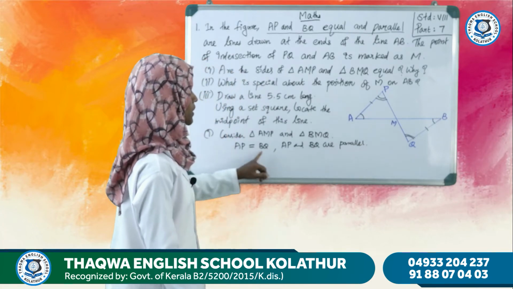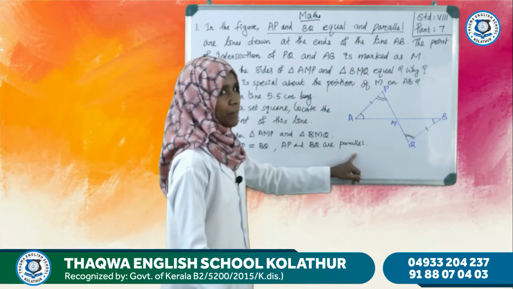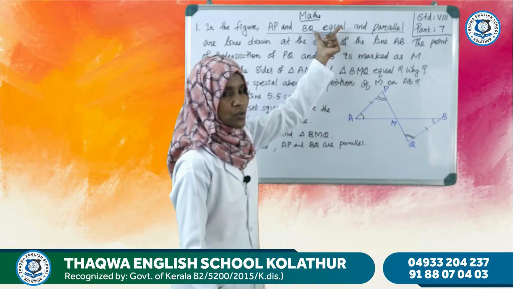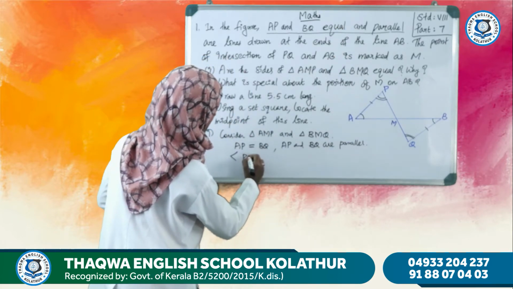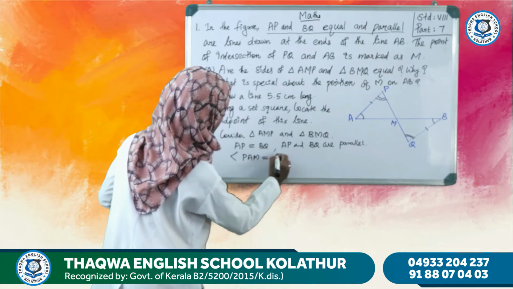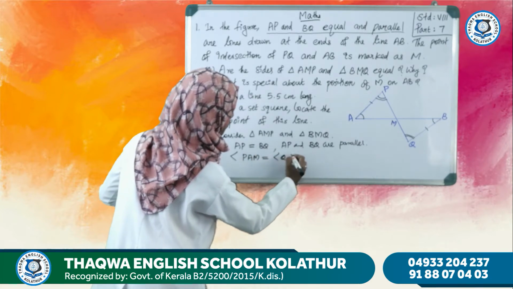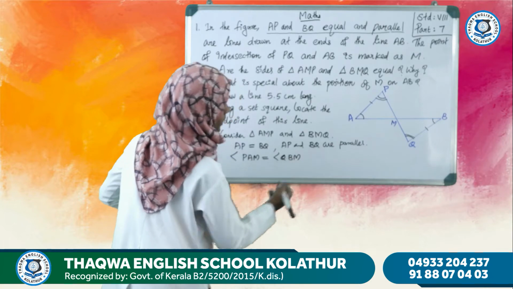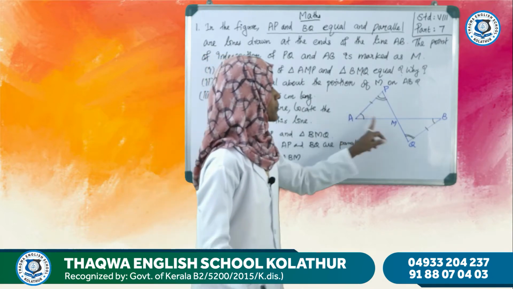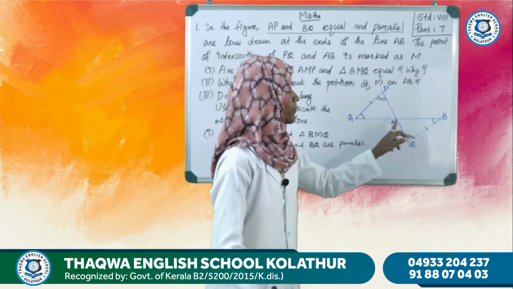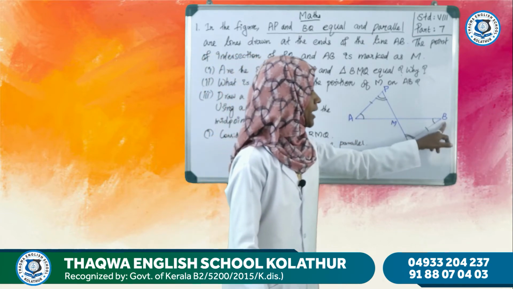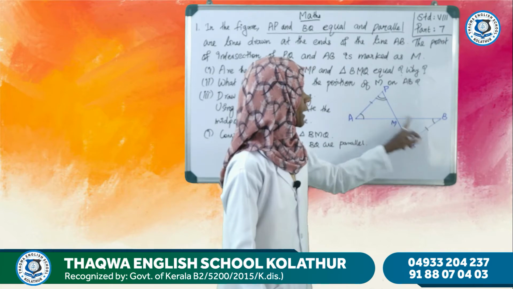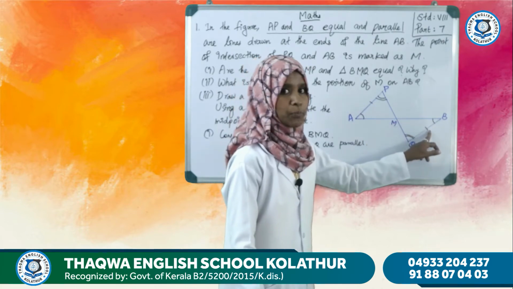AP equals BQ, and AP and BQ are parallel. That is given in the question. Now we can write angle PAM equals angle QBM. What is the reason? Alternate angles formed by the line AB meeting the pair of parallel lines AP and BQ.